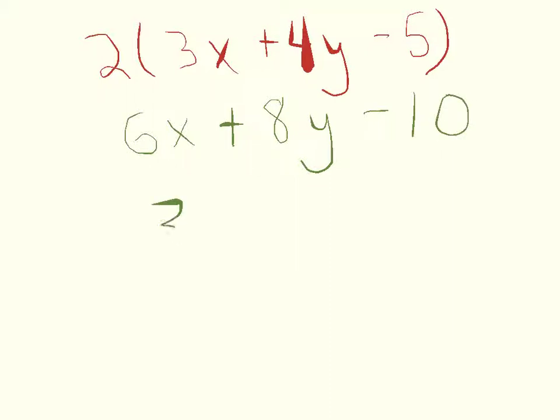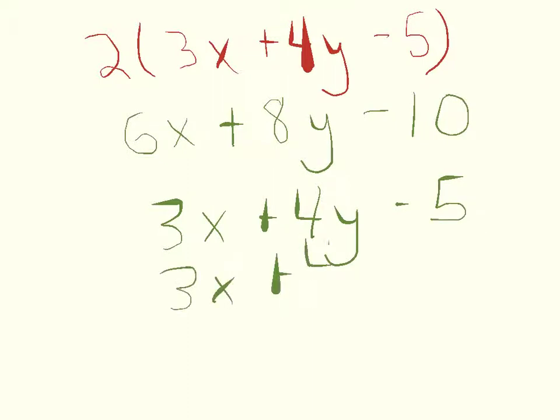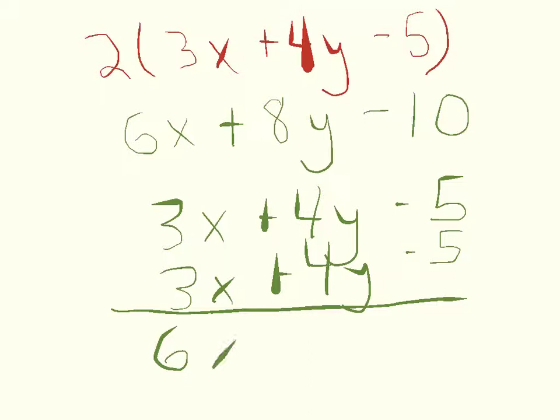Same thing, I could add 3x plus 4y minus 5 to itself, which is essentially doubling it or multiplying it by 2, which would give me 6x plus 8y, subtract 10, or negative 10.